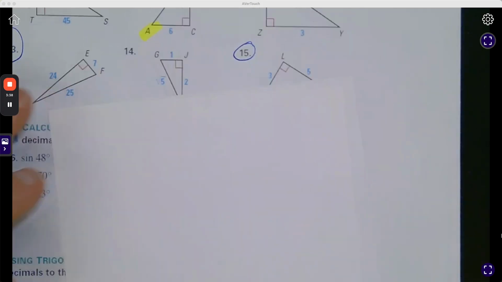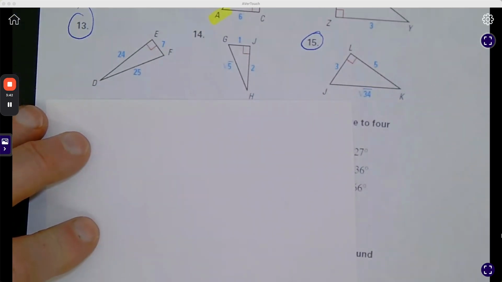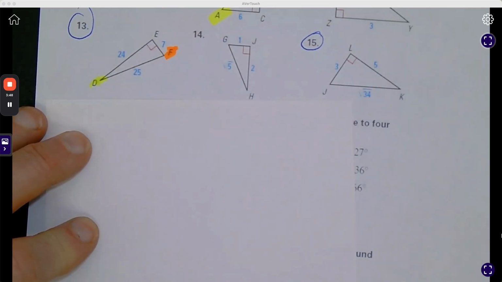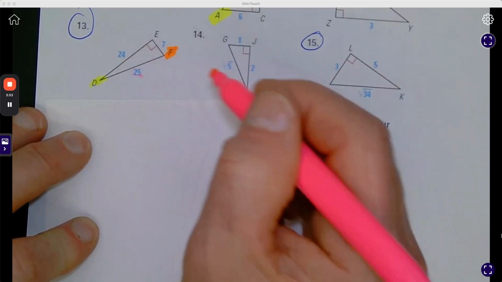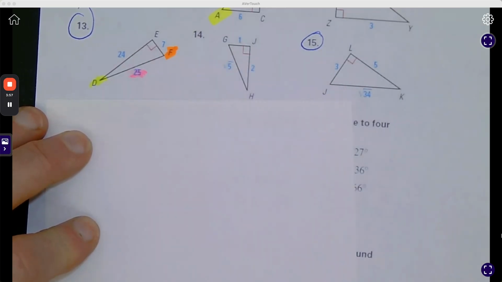Moving on. And now we're going to do 13. Again, find those acute angles. Okay, now I'm going to identify that hypotenuse. There's the right angle, across from it. There it goes.